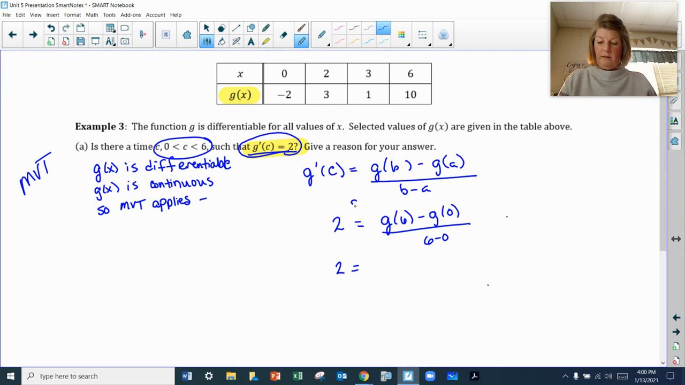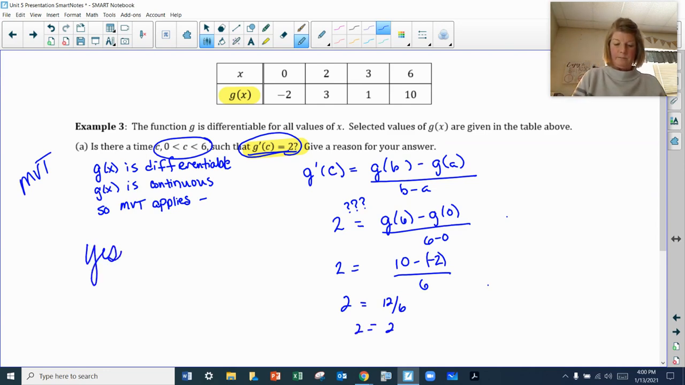So in my mind, this is still kind of questioning whether this is actually going to work out. g of 6 is 10, g of 0 is negative 2. Watch that double negative. Over 6 minus 0 equals 12. 12 divided by 6 equals 2. Yes, there is a time where g prime of c equals 2.